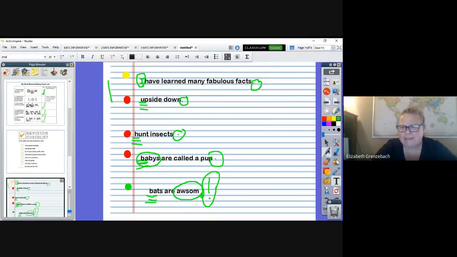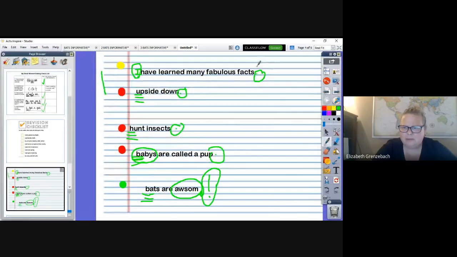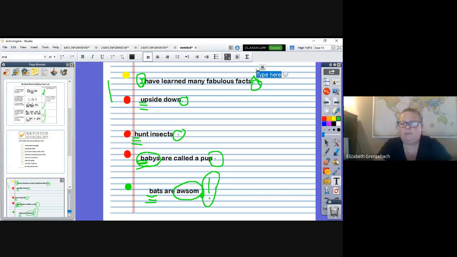So if I'm going to add something in, I make this little thing. It's called a caret. It's an upside down V, really. So we put it there, and that means, no, don't forget these other words. I have learned many fabulous facts about. I want to have it written in the color that I'm using to edit so I don't forget to put it in at the end. So now I have learned many fabulous facts about bats, and I put a period there.